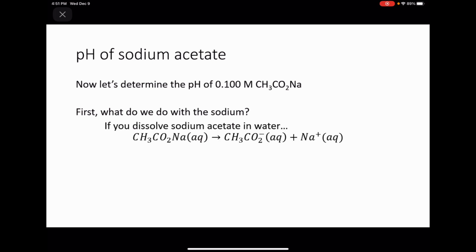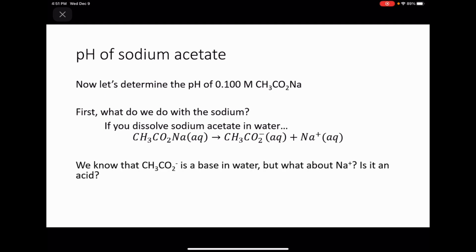So if we put sodium acetate in water, it's going to completely dissociate into the acetate anion and the sodium plus ion. We know that the acetate's a base, but what we don't know is, what about the sodium plus? Is it going to act like an acid, or is it going to act like a base? It's actually not going to act like a base. So the question is, is it going to act like an acid?